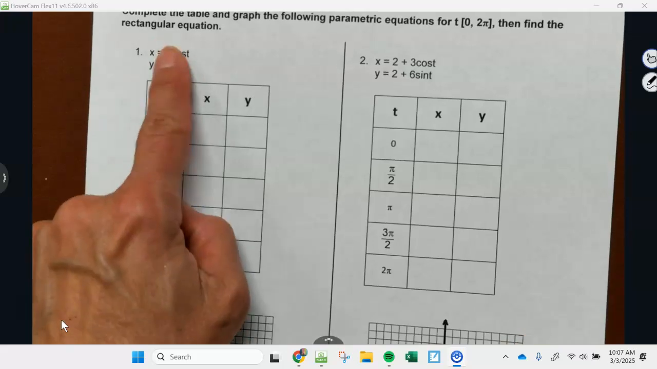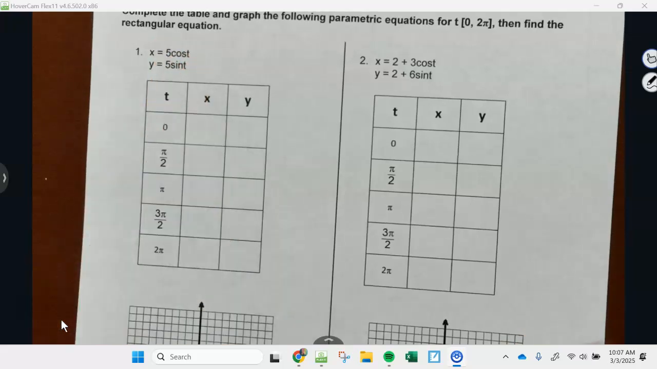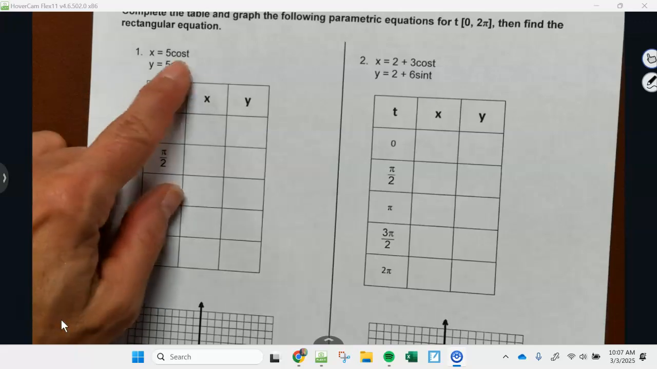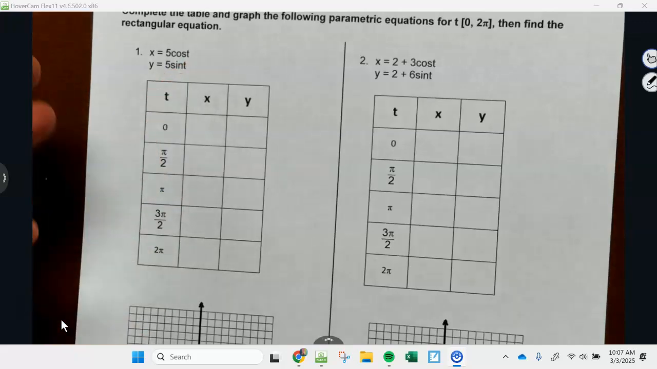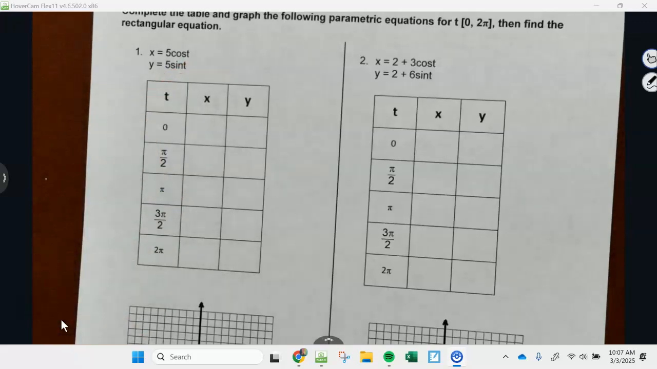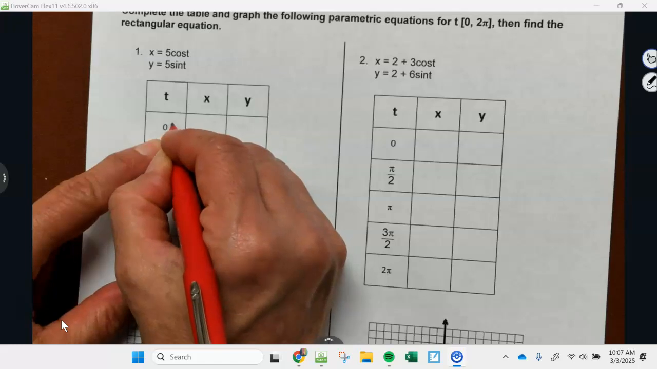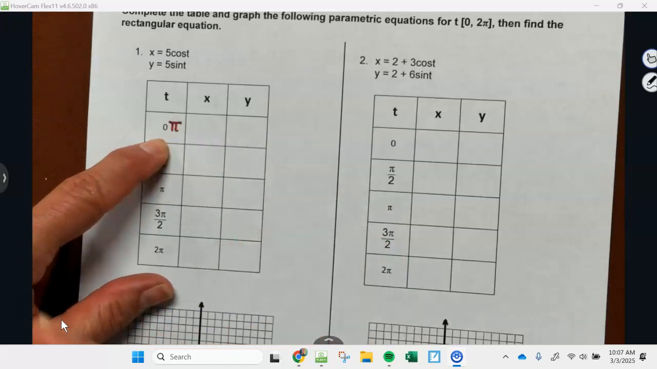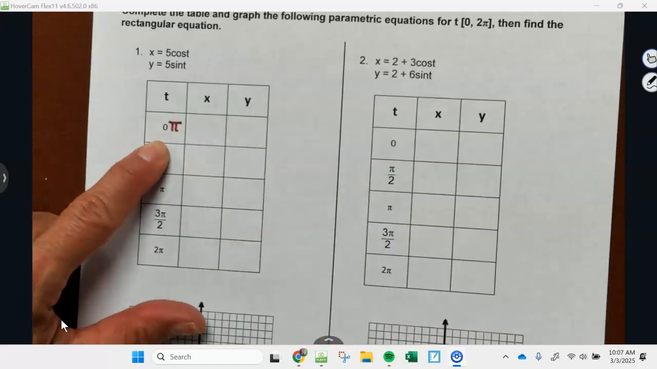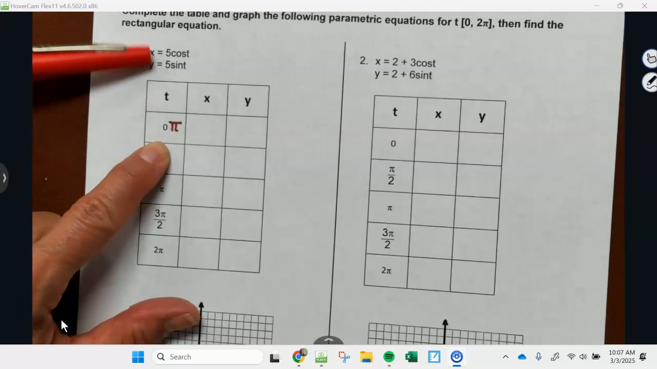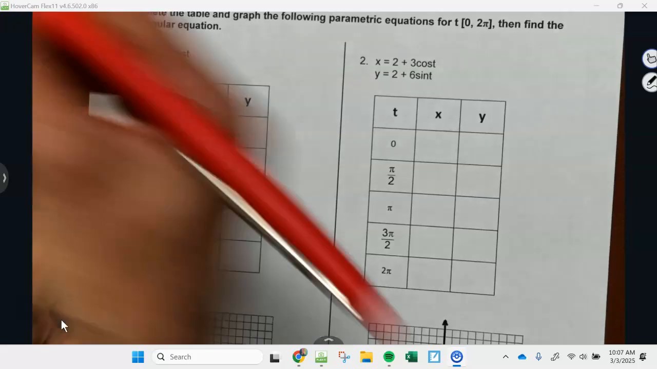So also notice your parametric equations are still in terms of t, cosine t and sine t. Also notice that it is cosine and sine. So what we're going to do is find the cosine and the sine value at 0, pi. And we're just going to multiply those values by the number in front. So we're going to multiply those values by 5.